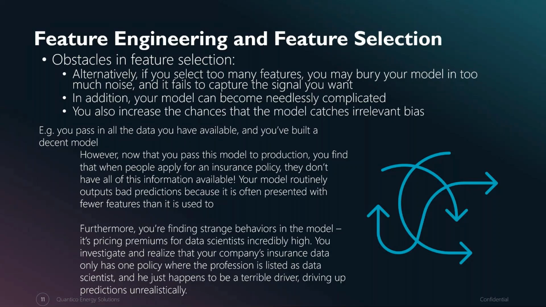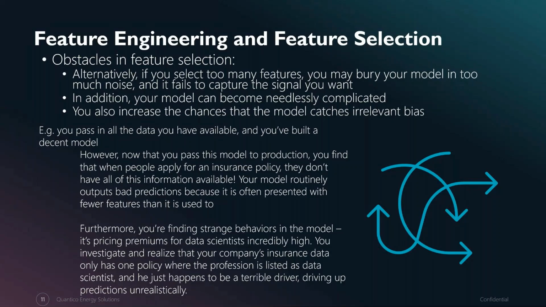Let's say this model starts pricing its premiums for data scientists incredibly high. And you realize that in your historical database for car losses, your company's insurance data only has one or two policies where the person or the driver listed has a profession as data scientist, and they just happen to be terrible drivers, but it has nothing to do with their profession. And so what happens is these are the only examples that your model has of data scientists, and your model will drive up the predictions unrealistically. That's an example of irrelevant bias.